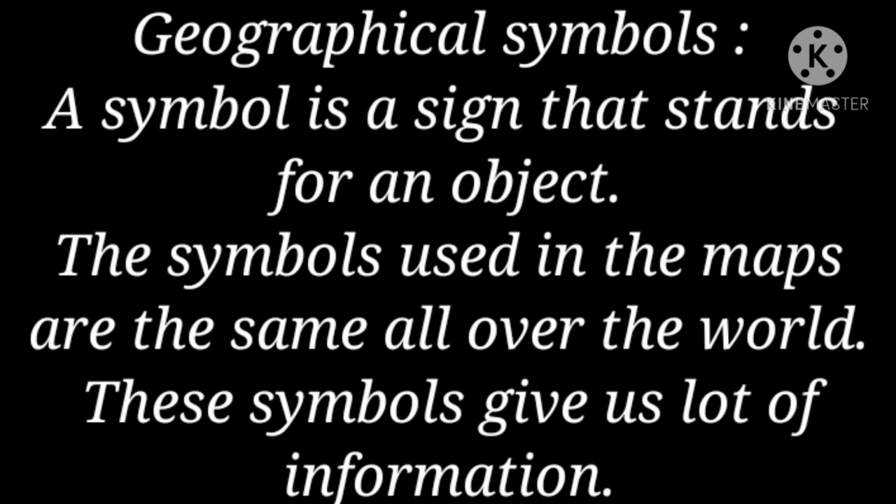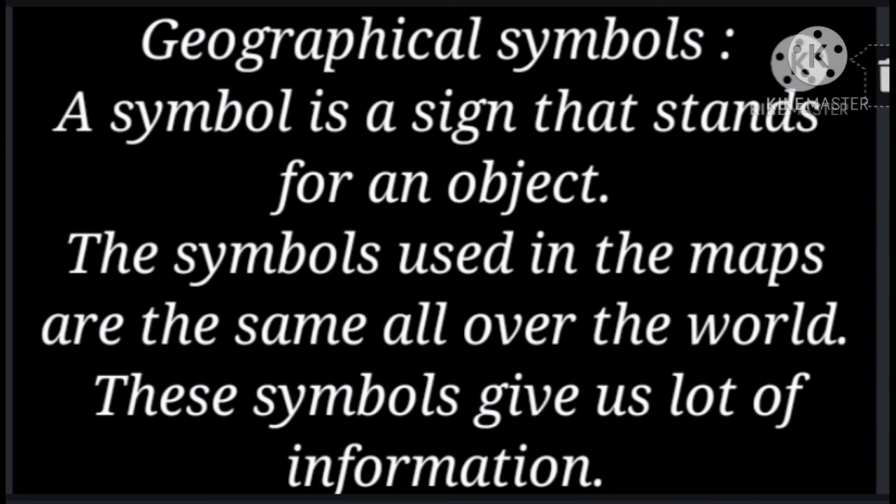Geographical symbols. A symbol is a sign that stands for an object. The symbols used in a map are the same all over the world. These cannot be different or changed. The symbols give a lot of information regarding all the topographical features, everything will be given in these maps.